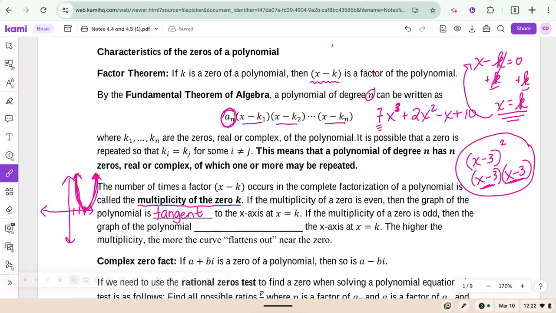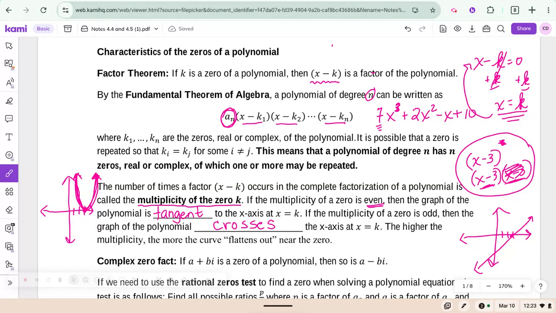And that happens anytime your multiplicity is an even number: 2, 4, 6, 8, etc. If the multiplicity is odd, then the graph of the polynomial simply crosses the x-axis at x equals k. So if I didn't have a multiplicity of 2, if it was just x minus 3, then at 3, it would simply cross the x-axis in some way.